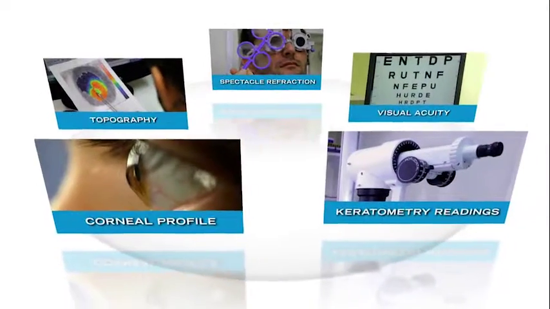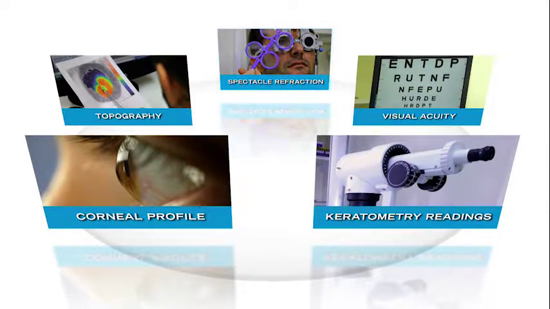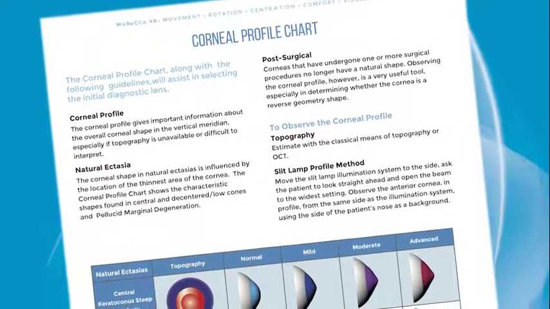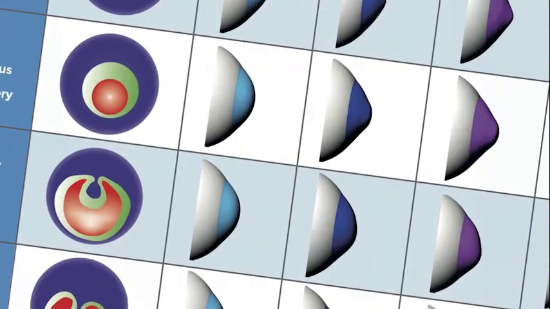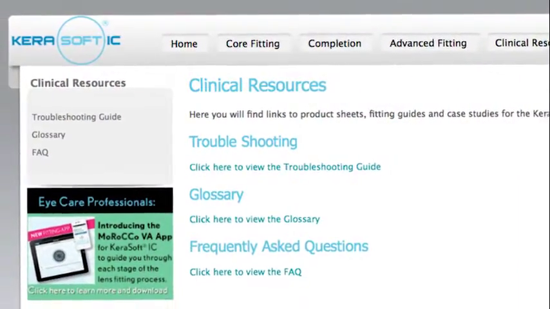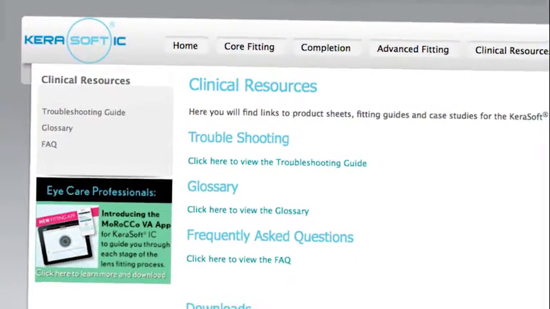In summary, the overall shape of the cornea in natural ectasia cases can be identified by looking at spectacle refraction, visual acuity, keratometry readings, corneal profiles, and topography outputs. The Corneal Shape Recognition Guide contains information covered in this module and will help to guide the practitioner in identifying the corneal shape. All of the guides featured in these modules can be downloaded from the Clinical Resources section of the training website.